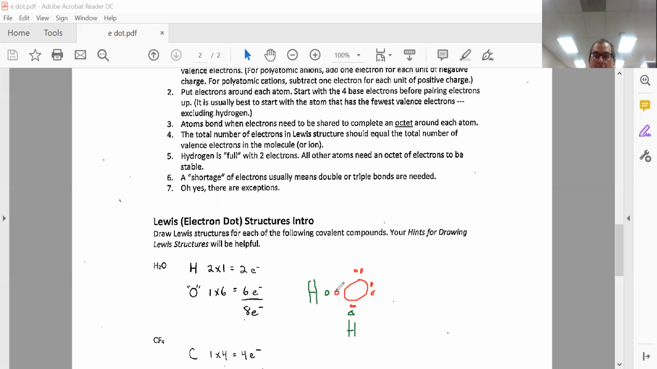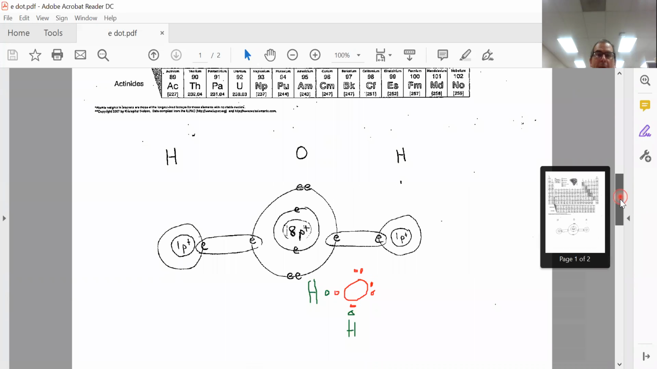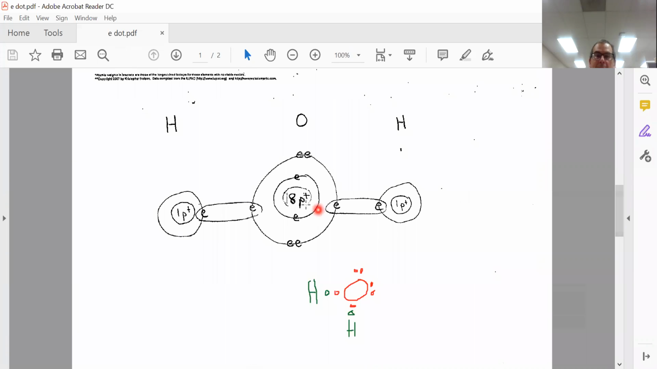I have 2 around each hydrogen, which is what I should have. So this is the electron dot structure for it. Notice it's similar to what we had before, except I don't have the interior electron. When I'm talking about this, it is an electron pair, and then the two bonds to hydrogen.